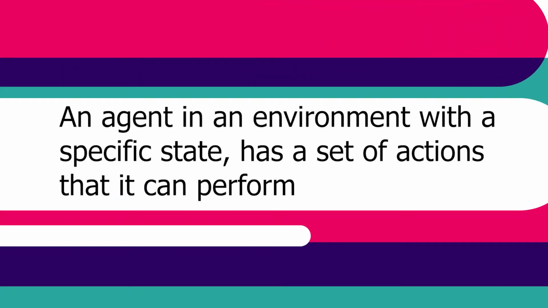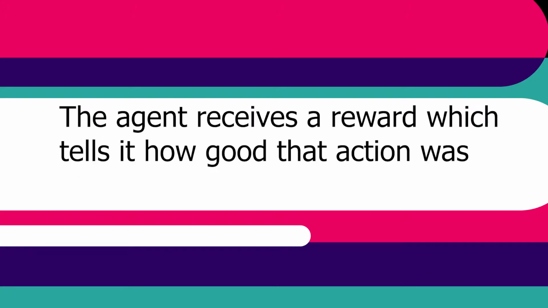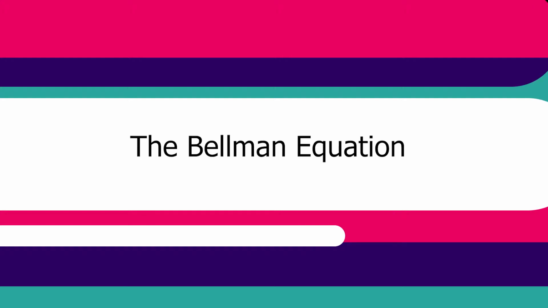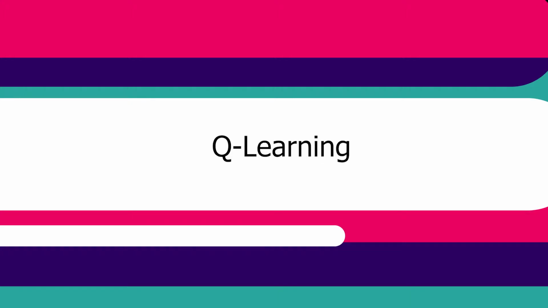More formally, an agent in an environment with a specific state has a set of actions that it can perform. After performing those actions, it receives a reward which tells it how good that action was. Of course, we want to receive the highest rewards, which corresponds with our objective. The Bellman equation is used to account for future rewards, as it's normally a series of actions that leads to a positive outcome.